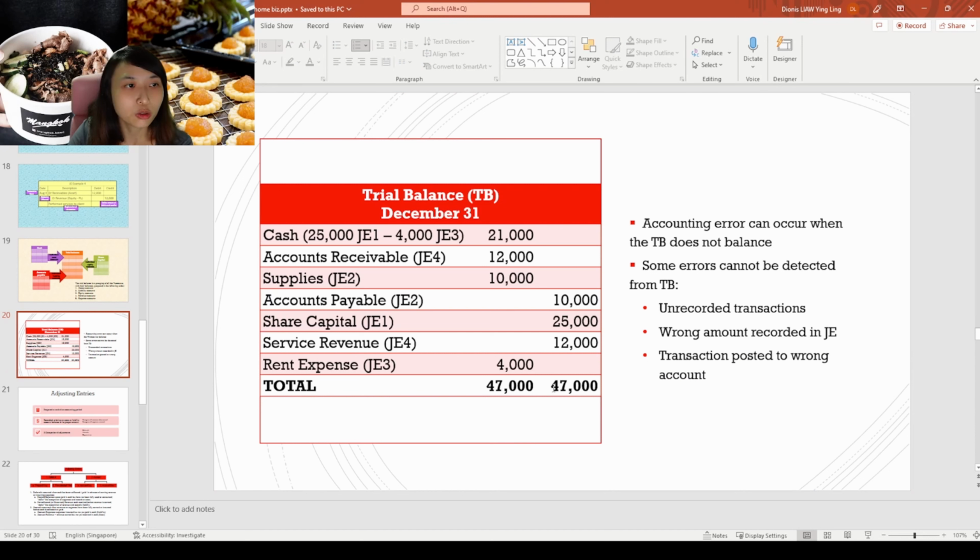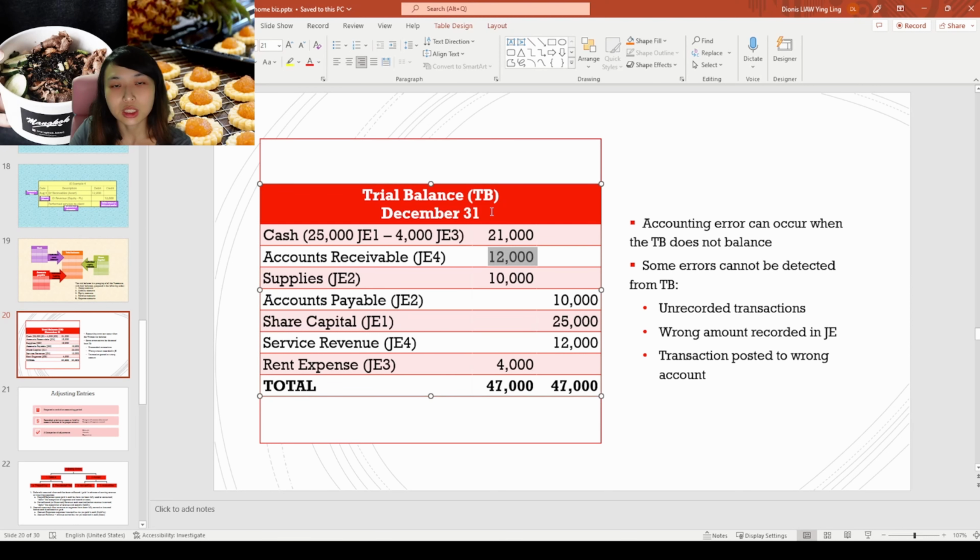So based on the 4 journal entries that we detailed just now, we can prepare a trial balance already. The trial balance has a cash of 21k because we put in 25k and then paid the 4,000 rental, so the remaining cash is 21k. And you can see here share capital is also here, 25k, the first journal entry. Then we also have the accounts receivable for the services performed.